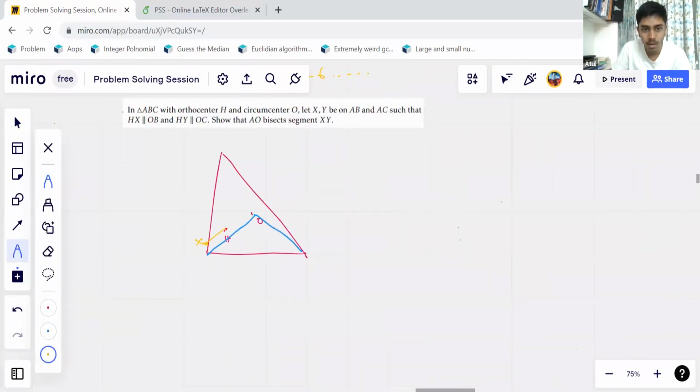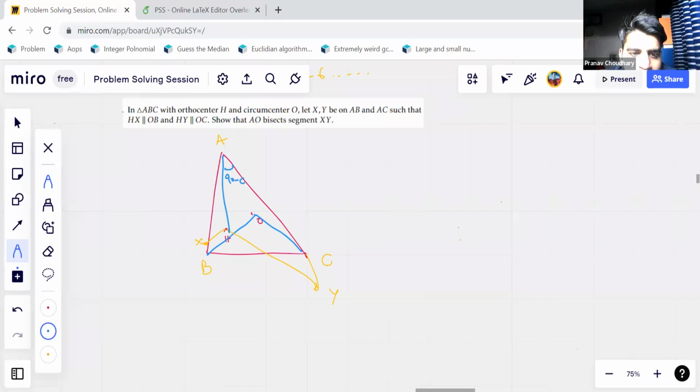So we have points X and Y, and we want to show that AO bisects X. That's weird. Okay, it's the same as showing AH is a symmedian. What are these angles? It'd be very funny if this works out.